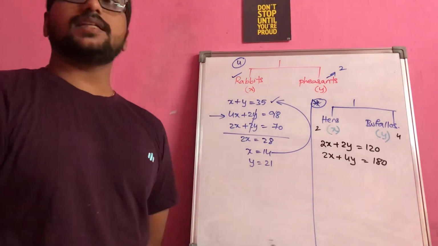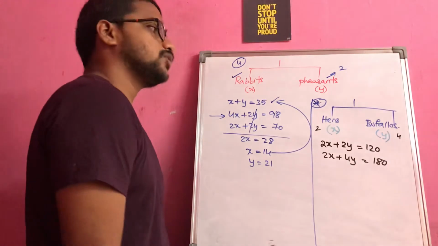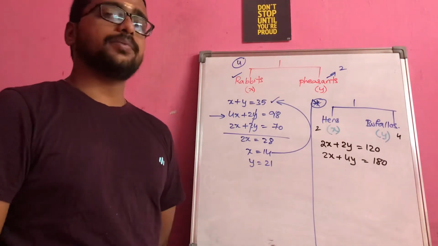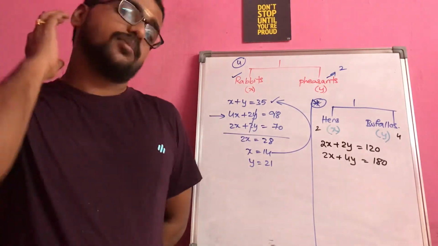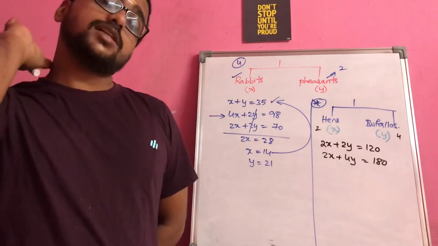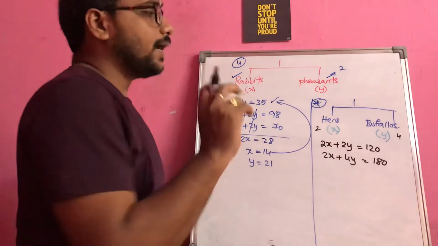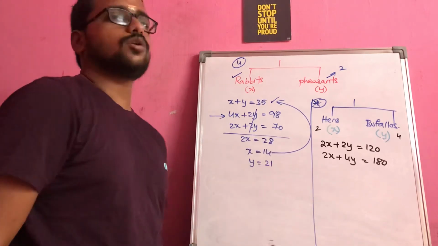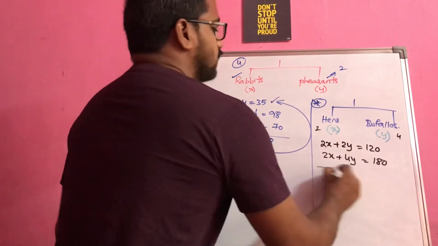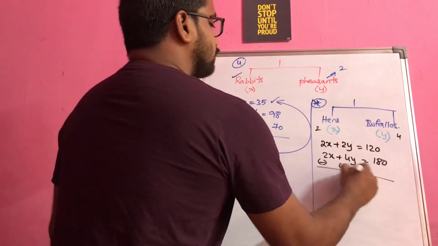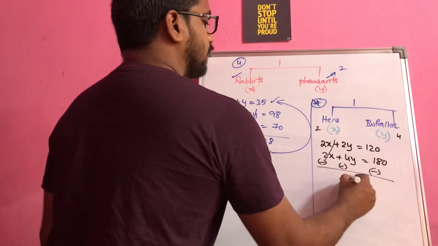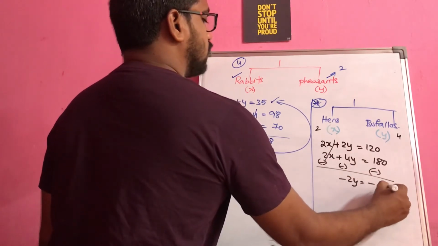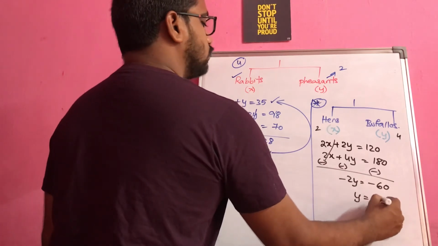Because each hen has 2 legs, and totally x hens are in number, so 2x will be the total number of legs. Similarly, each buffalo will have 4 legs and I am having y number of buffaloes, so 4y will be the total number of legs. So if I just do the subtraction, this is minus 2y is equal to minus 60, so y is equal to 30.